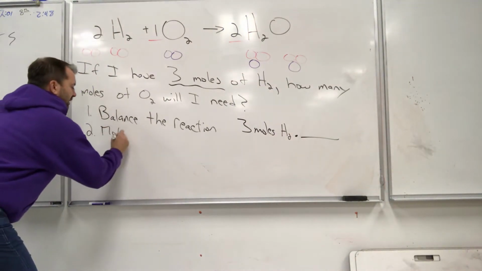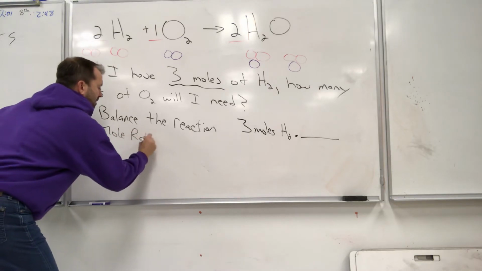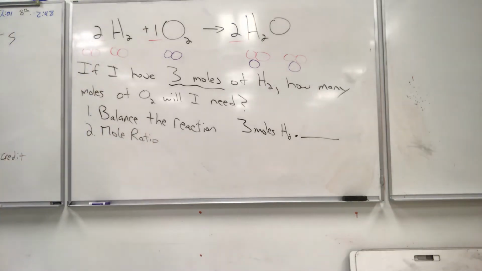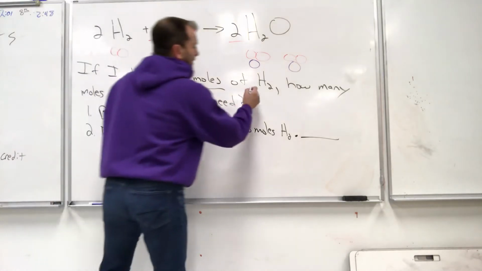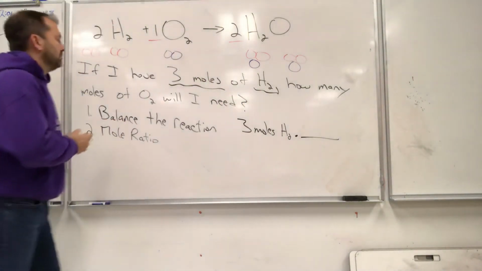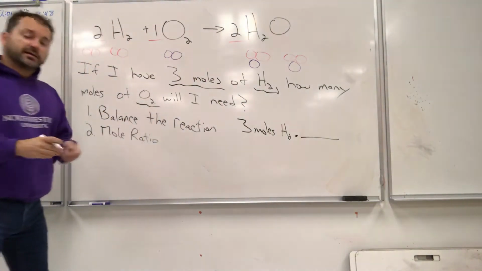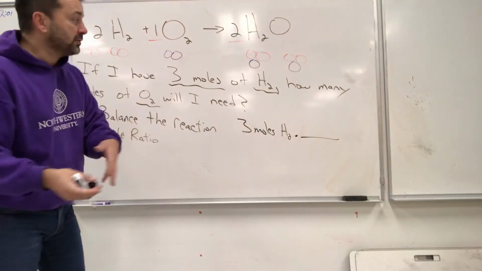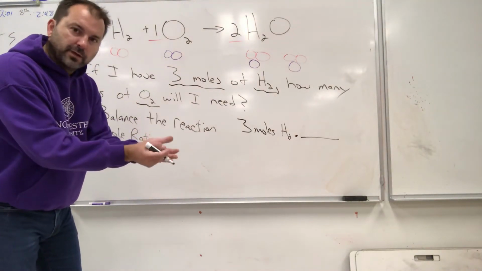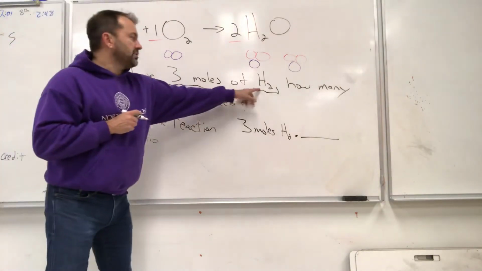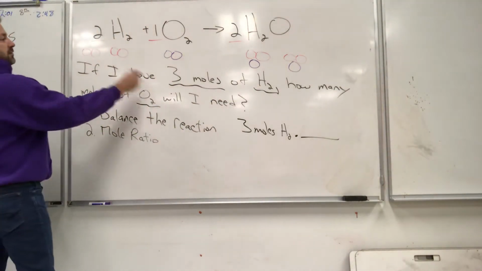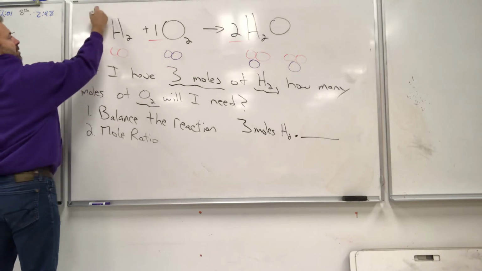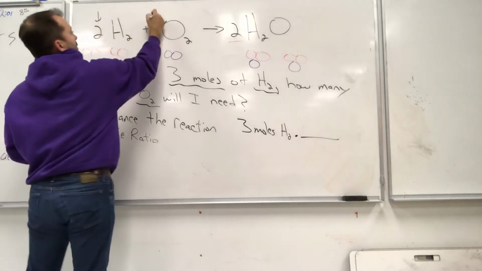So we're going to find the mole ratio. Now, what are the 2 things we're going to find the ratio between? Well, it's H2 and O2. Just like in the s'mores example, if I have 10 graham crackers, how many marshmallows? Graham crackers and marshmallows would be what I would look at. Here, it's H2 and O2. And what I see from the balanced reaction is that the mole ratio is 2 to 1.